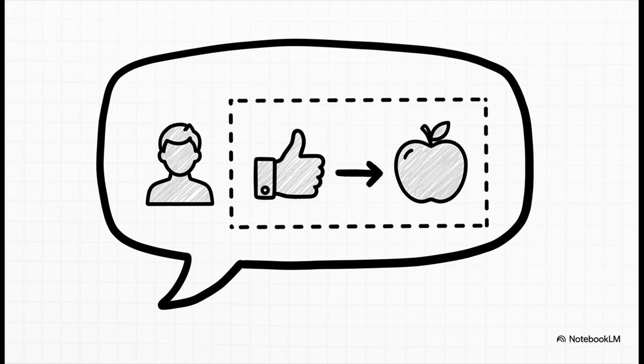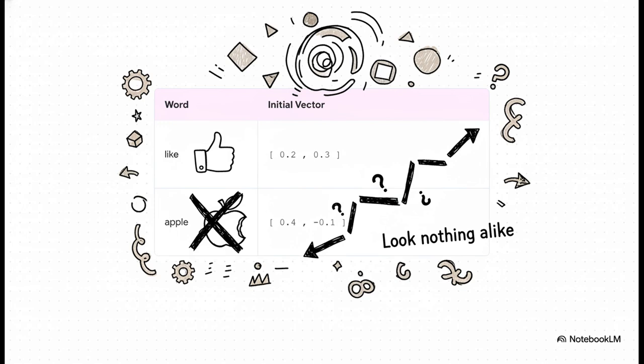Just by seeing them side by side, the AI gets a hint, a clue, that these two words must be related in some way. Okay, but at the very start of training, the AI is a total blank slate. It has no clue what any word means, so it just assigns them completely random numbers. Take a look at the vectors for like and apple. The numbers are all over the place, they look nothing alike. At this point, they're basically just gibberish.